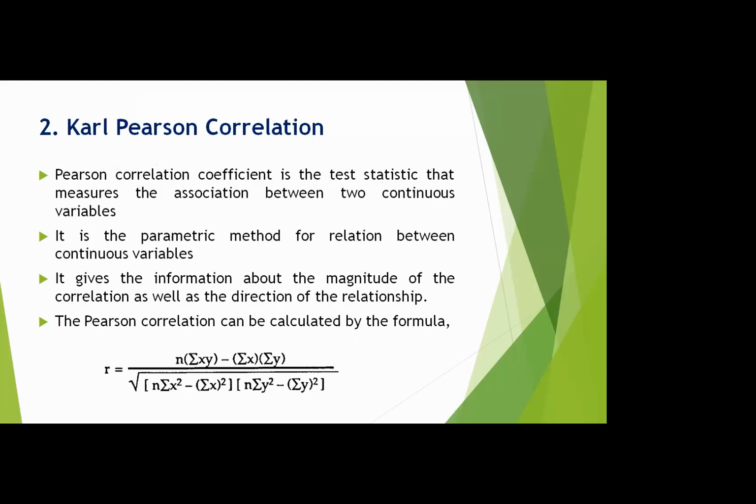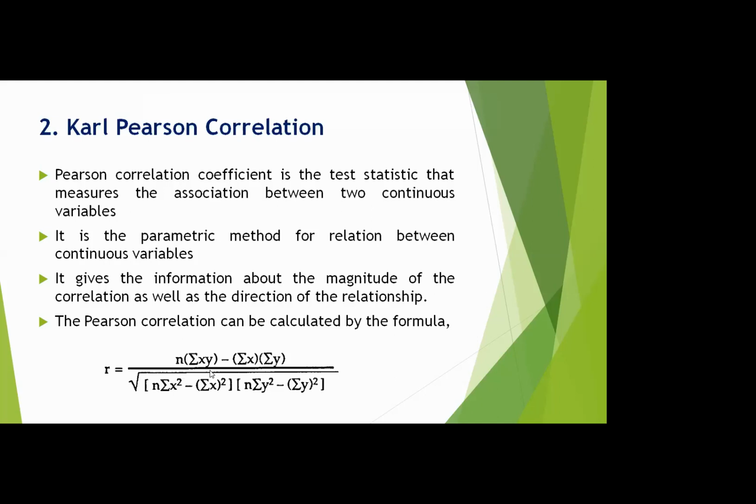Another method is Karl Pearson correlation. This is a correlation method we use for continuous data which is normally distributed. So it is called a parametric test for correlation. It gives information about the magnitude of the correlation, or the amount of change observed between the two variables we are analyzing with the help of Karl Pearson correlation.